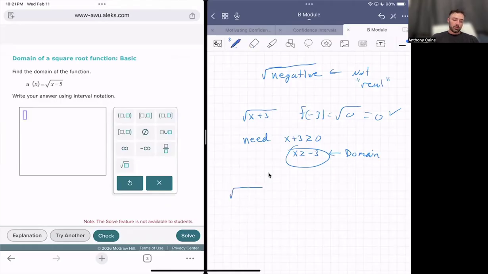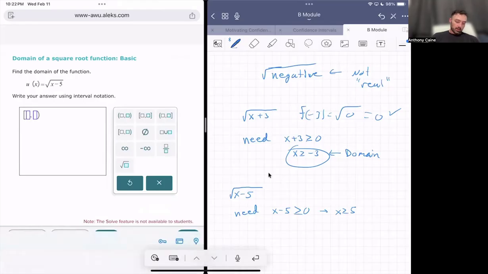So x minus 5 is underneath the square root. And what we need is the stuff under the square root, so I copy and paste the whole thing, is bigger than or equal to 0. So what does that mean about x? It means x is bigger or equal to 5. Okay, so that's what I would put here.